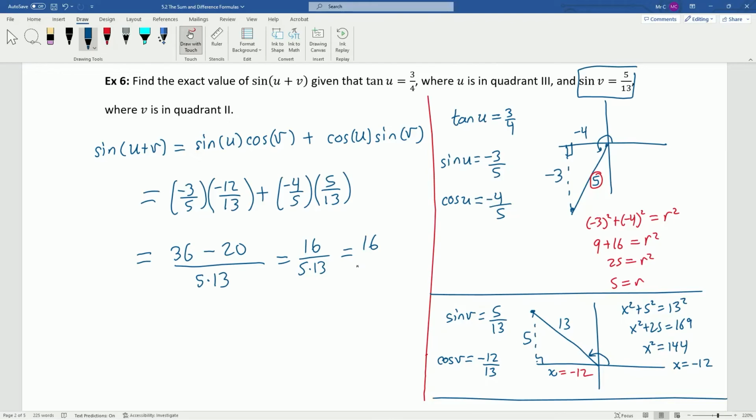First I should check, is 16 divisible by 5? No. Is it divisible by 13? No. So that didn't do any good for me. Okay, well, I couldn't simplify it, but that's okay. This gives me 16 over 5 times 13, which is 65. All right, well, that's it for that example. Let's go ahead and move on.